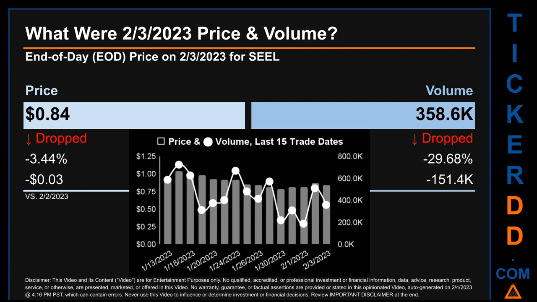Across a range of 25 cents, the max and minimum end of day price were respectively 1.04 and 0.79. Volume saw a range of 537.7 thousand, from a day low of 187.4 thousand to a day high of 725.1 thousand.